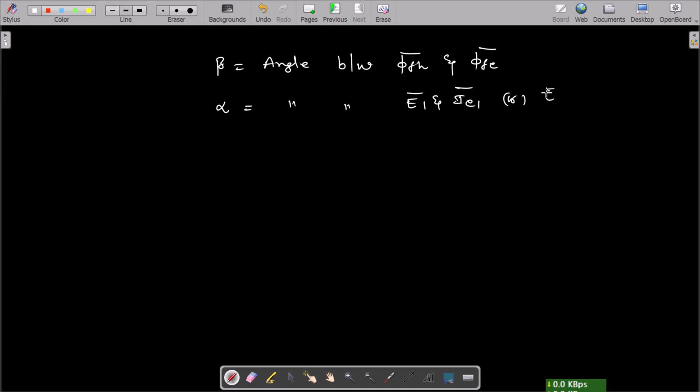Okay, here in the above equation, that beta is nothing but the angle between shunt magnetic flux and series magnetic flux, and alpha is nothing but the angle between E1 and IE1 or E2 and IE2. Okay, that is these angles.